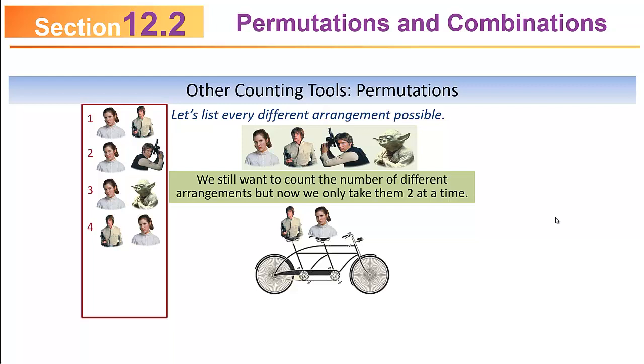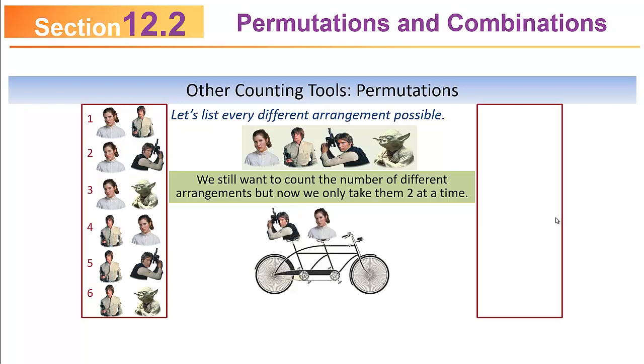I'm going to leave Luke on the back seat and take everyone else on the front seat. I've already used Leia, so I'll move Leia off and take Han. So now I'm leaving Luke on the back seat. Han goes in the front seat. Again, if I leave Luke where he is and take Han off and put Yoda, that gives me yet a 6th possibility. There's nothing else I can do and leave Luke on the back seat.